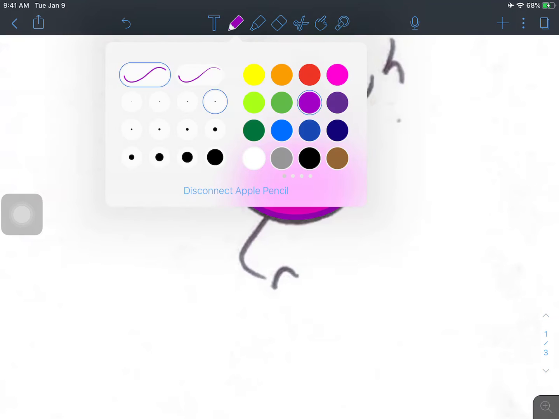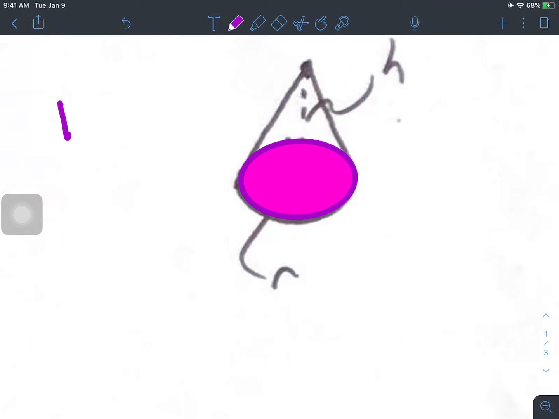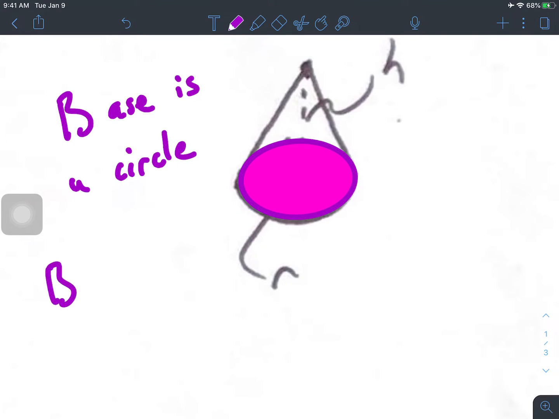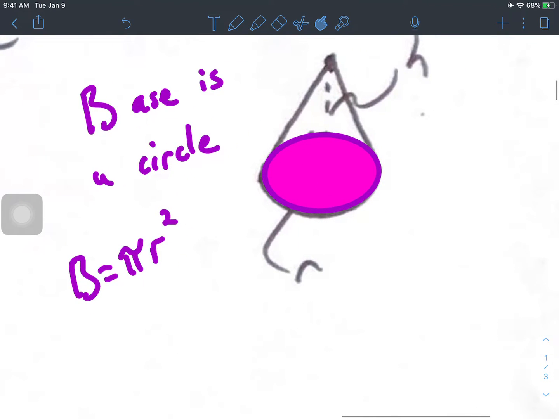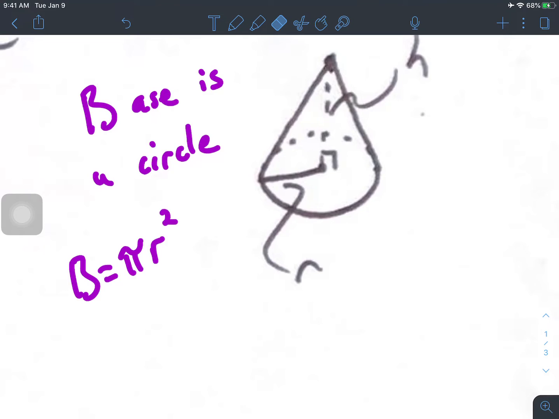So, if we look at this then, the base is a circle. So the area formula for a circle is pi r squared. So if we take this circle and erase it now, we see we have this line right here. That line is the radius. The radius is always from the edge of the circle to the center.